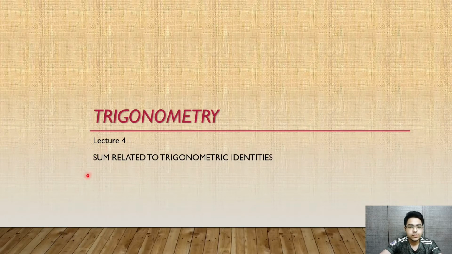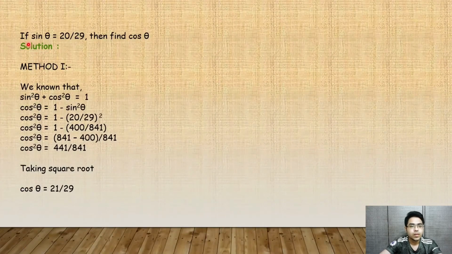Here in this lecture we are going to study sums related to trigonometric identities. So jumping to the first slide. The question is, if sine theta is equal to 20 by 29, then find cos theta. Solution: in method number 1 we are going to solve with trigonometric identities.